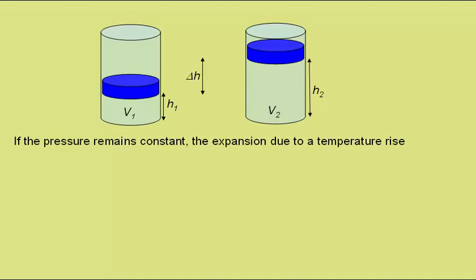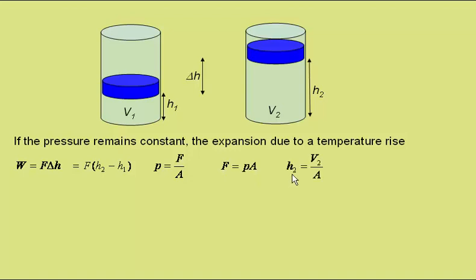If the pressure remains constant, the expansion being due to a temperature rise, the work done by the gas will be equal to the force exerted multiplied by the distance moved in the direction of the force, in this case delta h. Or we can say that the work done is equal to the force times h2 minus h1. But we know that pressure is equal to force over area, and so force is equal to pressure times area.